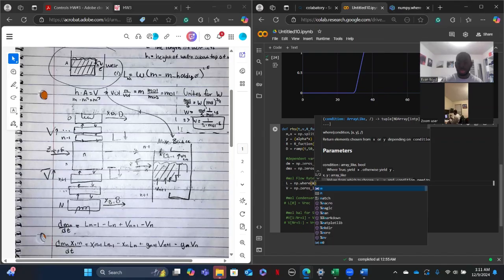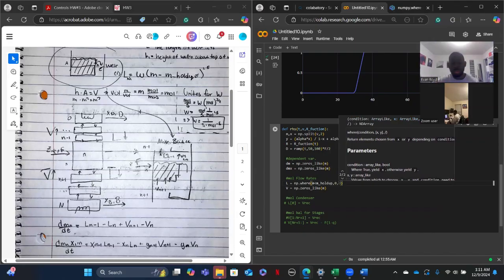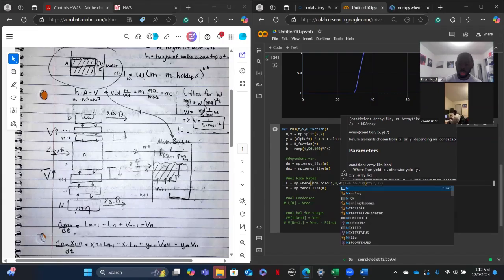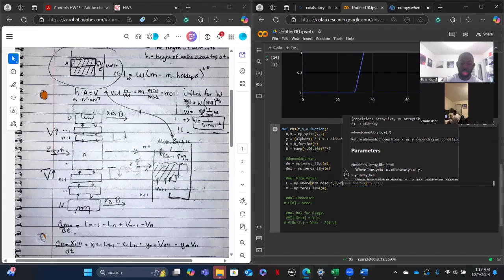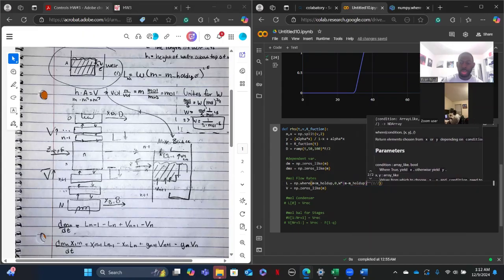So we have to say if M is less than our M hold up, then it'll be zero because there's no difference. It's below the difference we need. But then once our moles is higher than our moles of our hold up, then we have to input our weir equation, which is our weir times our moles minus our moles hold up, to the power of 1.5. Okay. So now we have our moles for our flow rate.